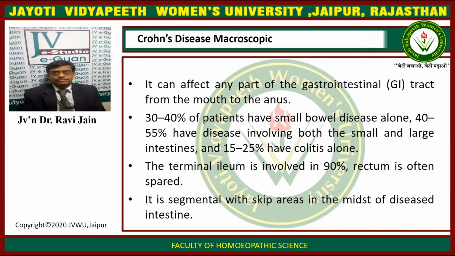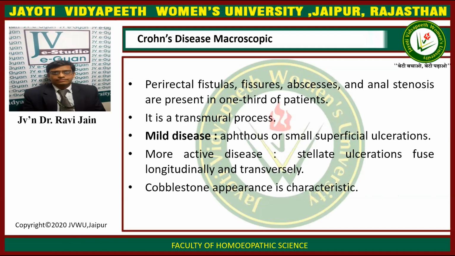The terminal ileum is involved in 90% of the cases, and the rectum is often spared, whereas in ulcerative colitis the disease was starting from the rectum. In Crohn's disease, the rectum is usually spared. It is segmental, with skip areas in the midst of diseased intestine. So skip lesions are the typical feature of Crohn's disease.